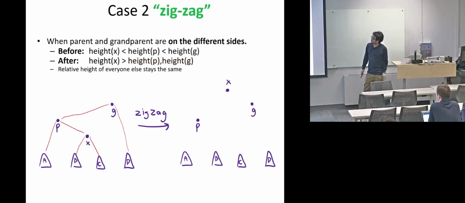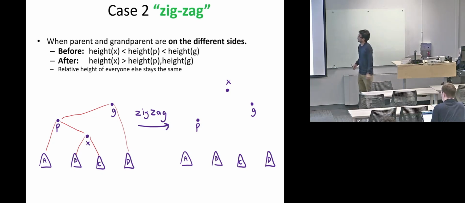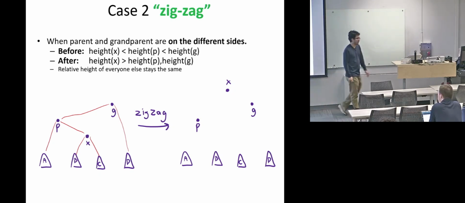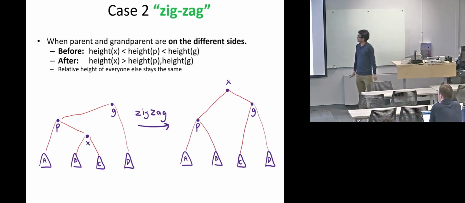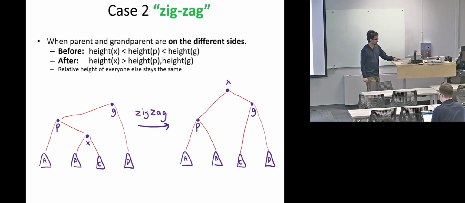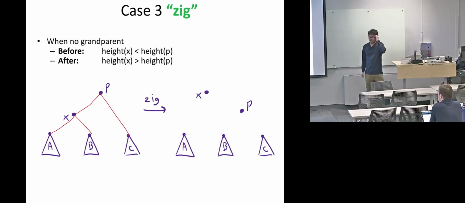The next case is when the grandparent and the parent are not on the same side. What you do is move x to be above both of them. That's zig-zag. The last case is when there is no grandparent. Then you just rotate: move x above the parent.